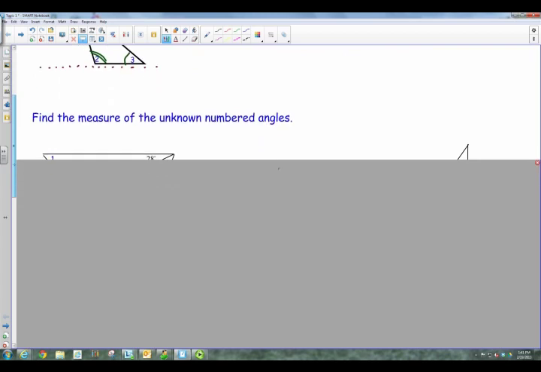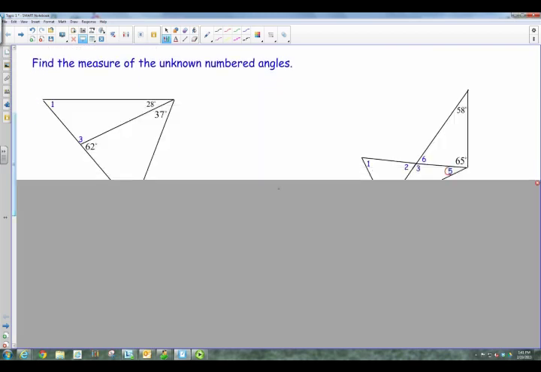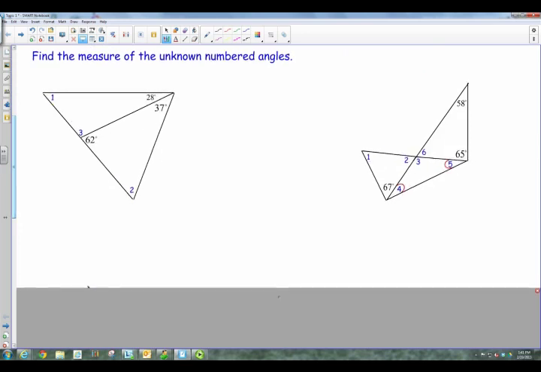Alright, so when will we use this? Something like this. Find the measures of the unknown numbered angles. Okay, so we've got a few different examples we're going to look at. We'll work through this first one together, and then you guys can try the next one on your own. So in this first example, I've got a 37, a 62, and an unknown. I want to know, what is that unknown?